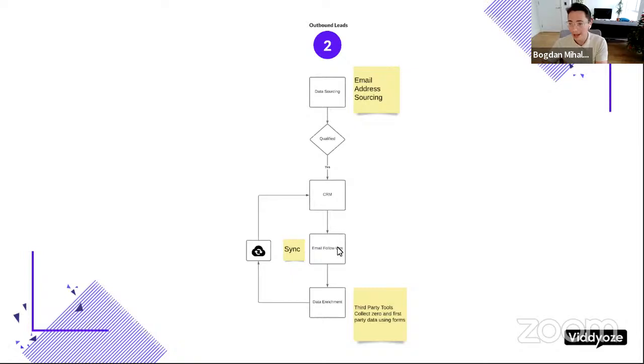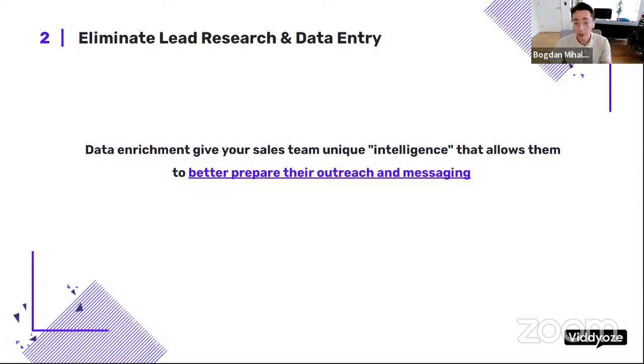And then as well, if you want to add a separate layer to it, you could also enrich those leads further to learn more about them. And all of this is synchronized between each other in a matter of minutes. So that's one way you could eliminate some of the time it takes your sales team to do data entry and research on outbound leads. Data enrichment really gives your sales team unique intelligence and allows them to better prepare their outreach and messaging.